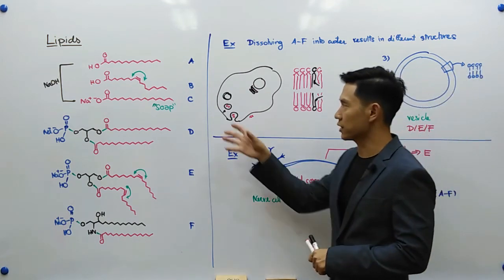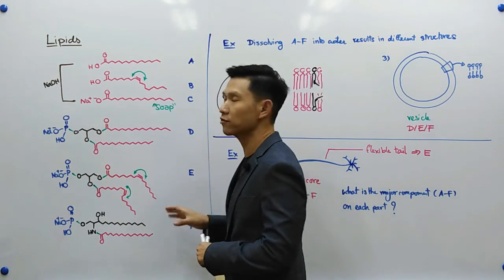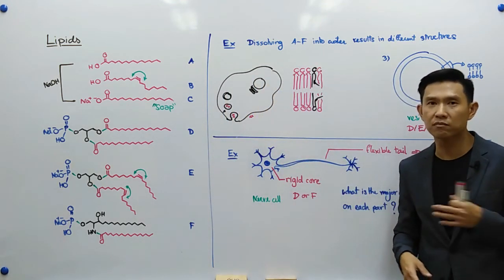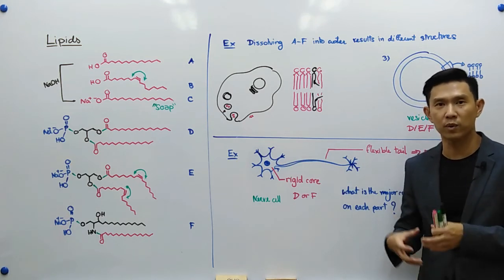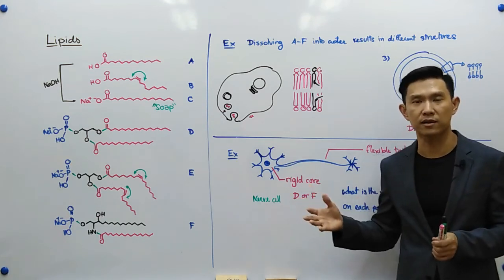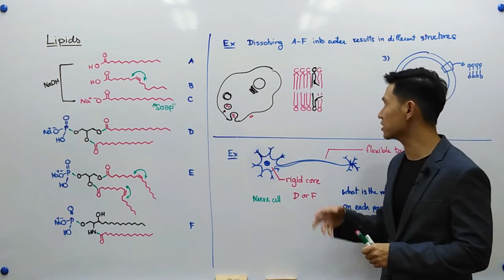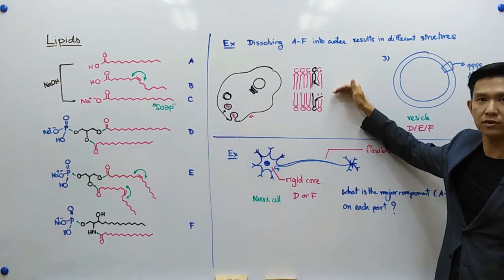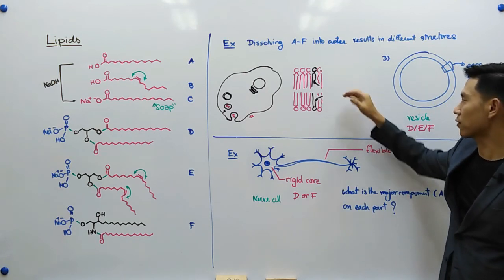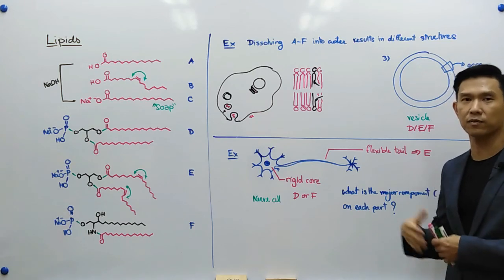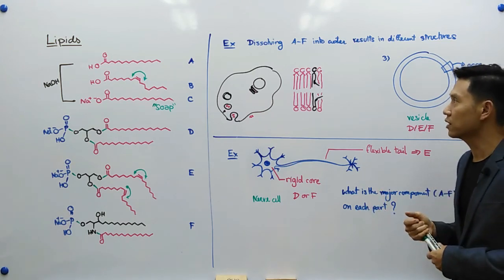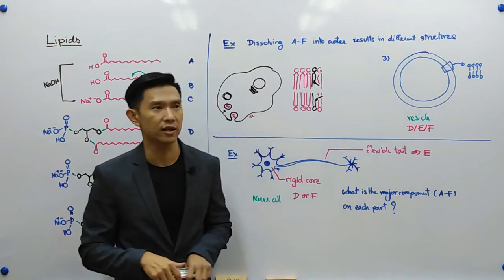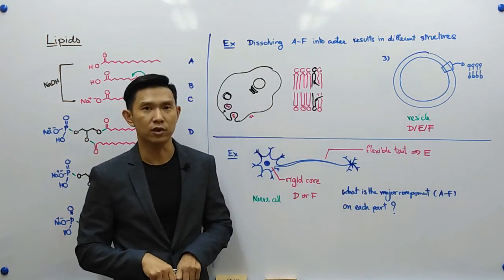Okay, so as you can see, in your high school you may feel that the London force is not important at all because it's quite weak compared with other intermolecular interactions. But now you can see that the London force plays a very important role, a key role actually, for the properties, the rigidity of the membranes and everything. Okay? So I think it's enough for the lipids, and it is enough for the topic of biomolecules.